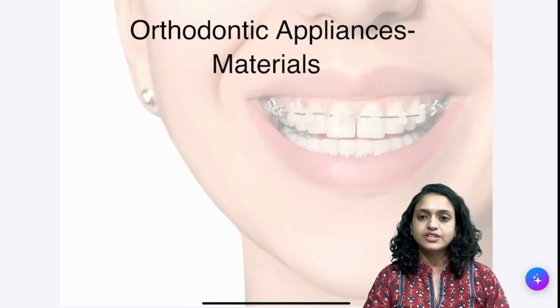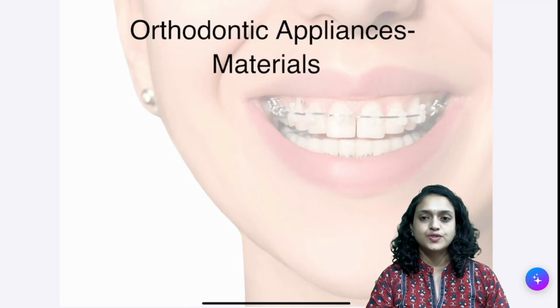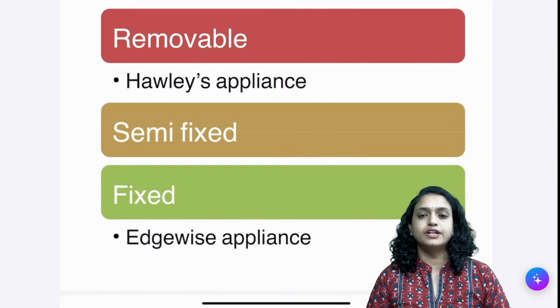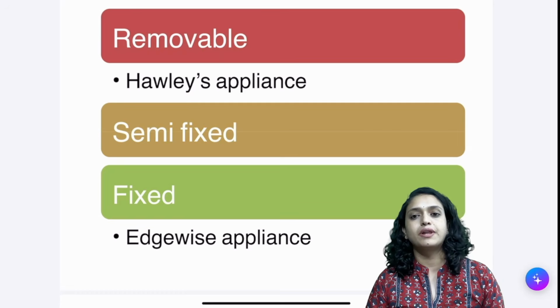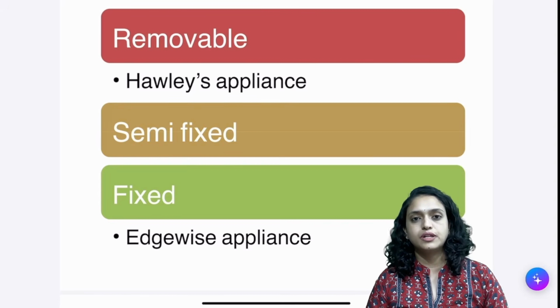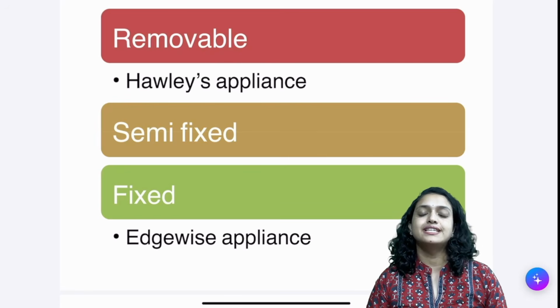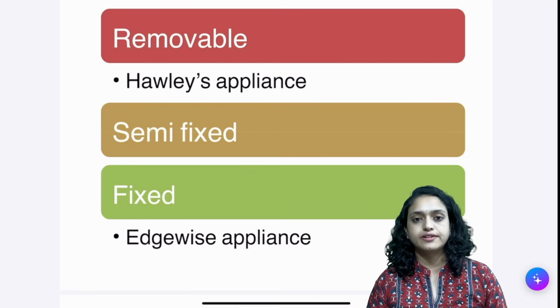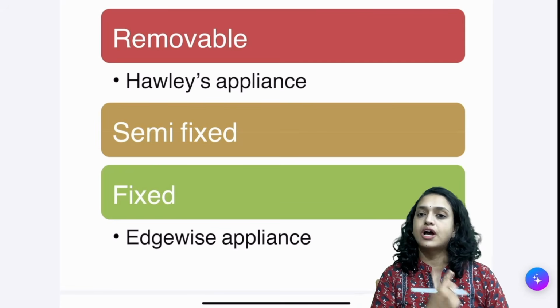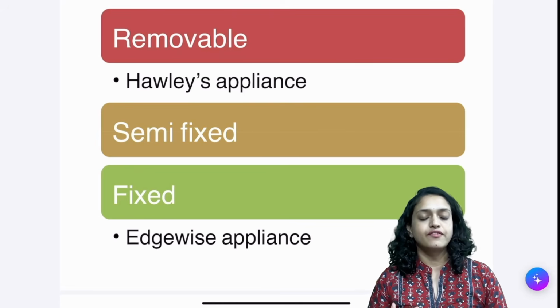So we'll start with one of the most basic materials used in orthodontics. For orthodontic treatment, the most common types of appliances are the removable appliances, which have your clasps, your labial bows, your acrylic plates; semi-fixed appliances like your headgears and twin blocks; and fixed appliances, which include your brackets, your arch wires, your bands, and everything else.